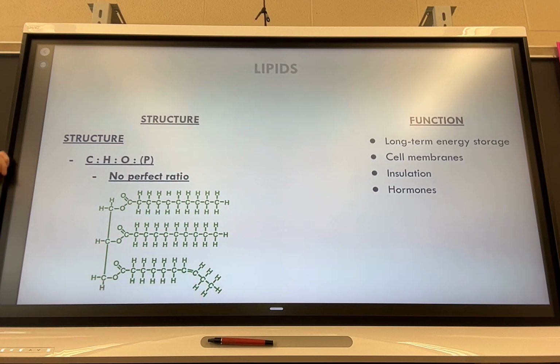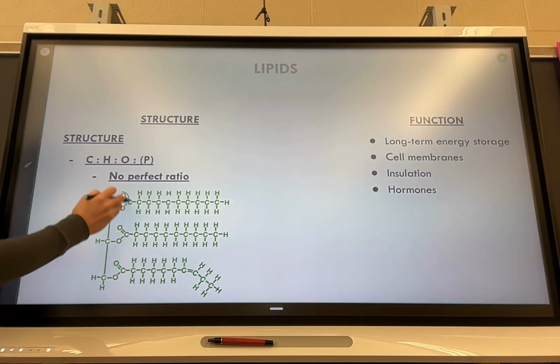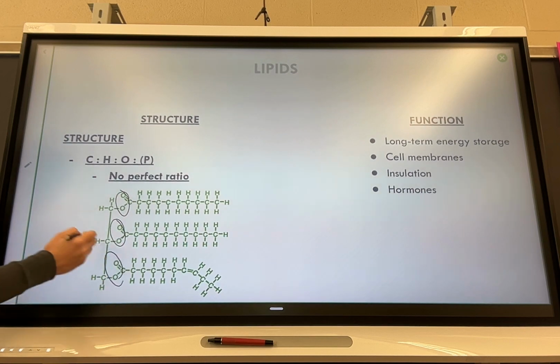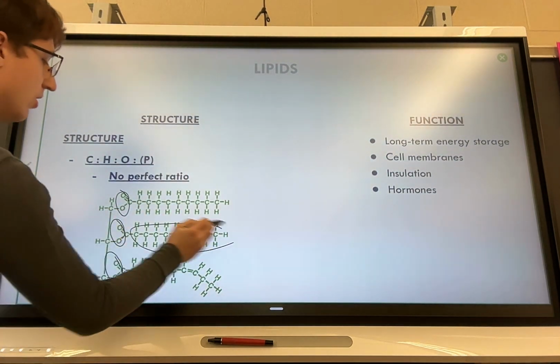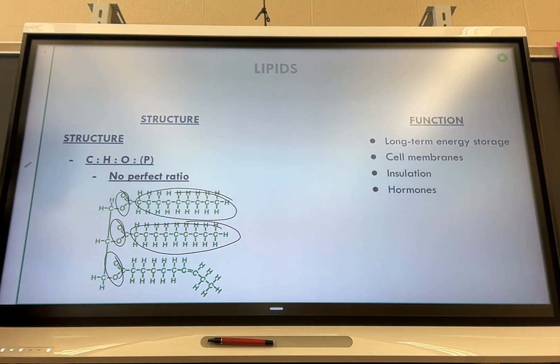In terms of structure, while they do use the same elements as carbohydrates, C, H, and O, they occasionally do use phosphorus as well. We'll talk about that a little bit later. But there is no perfect ratio of how these form. You can see we have very little in terms of oxygen down here. We have these really long tails that are filled with carbon and hydrogen. So this causes there to be no perfect ratio for these.